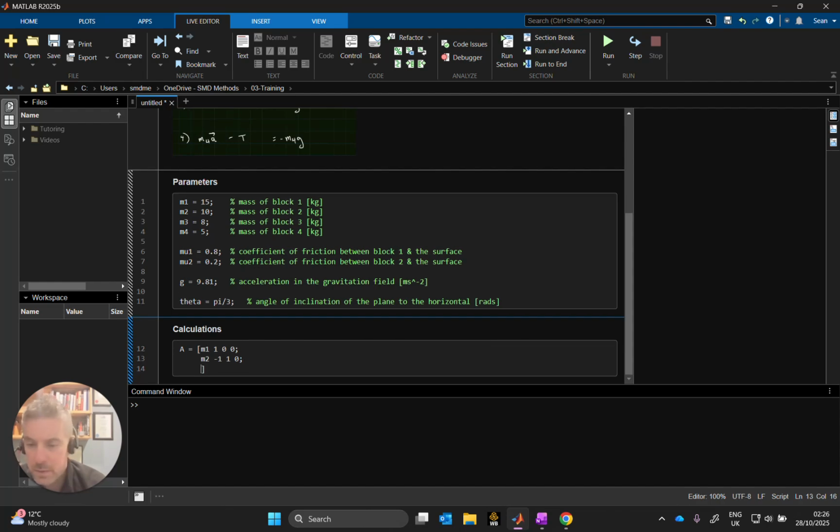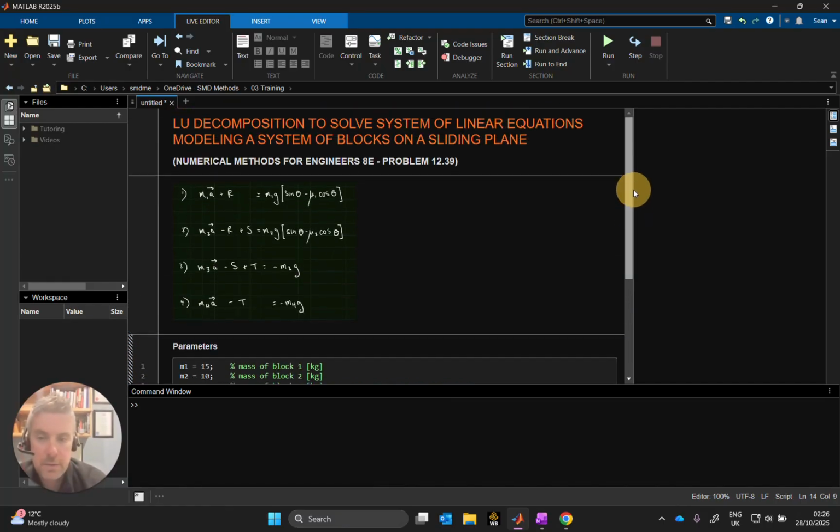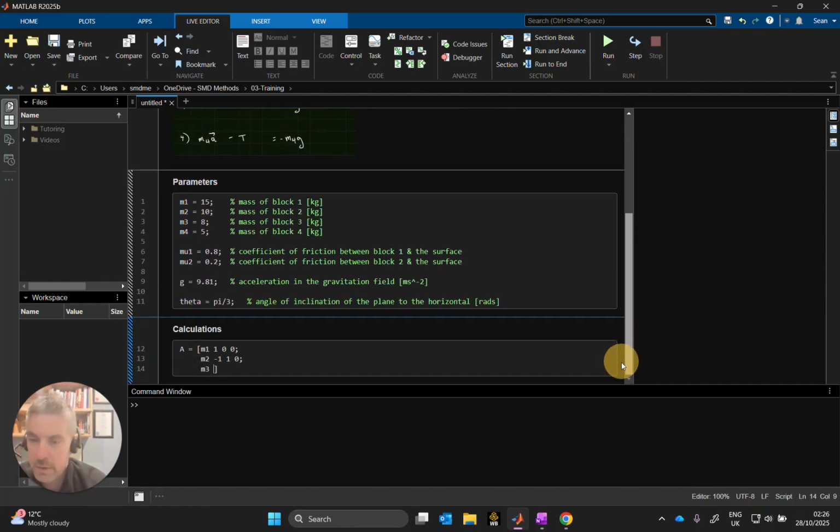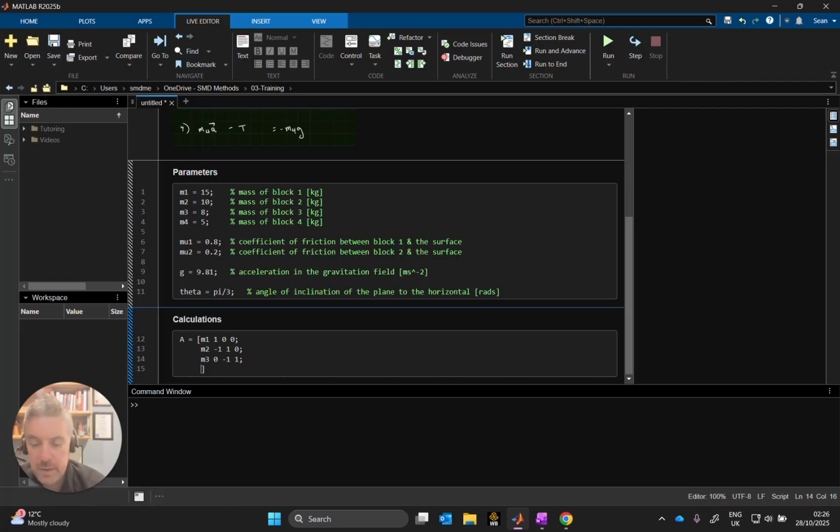Alright, let's go on to the next one. I'm going to have an M3. Right. I don't have an R, but I have a -1 S and a +1 T. And finally I have an M4 here. I don't have an R, don't have an S, and I have minus 1 over T. Right, so there's my A matrix.